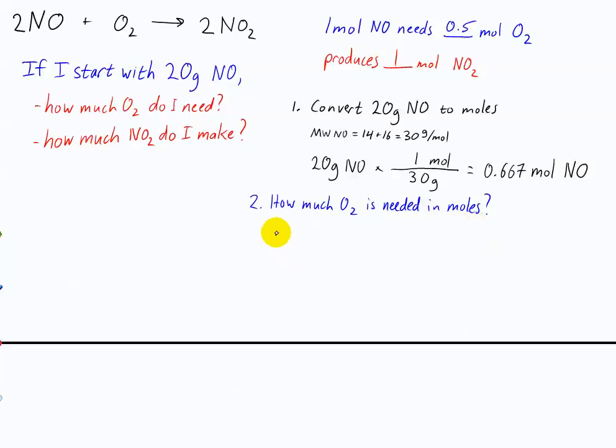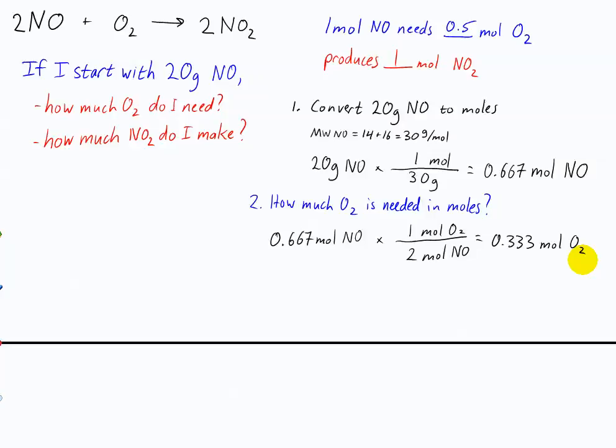And we can actually set that up as a more formal equivalence also. We can say 0.667 moles NO times a ratio of 1 mole of oxygen per 2 moles of NO. And just like the other conversion above, you get the thing you don't want to cancel. So that's effectively dividing by 2 or multiplying by 1/2. And that means that we need to start with 1/3 of a mole of O2, 0.33 moles of O2.